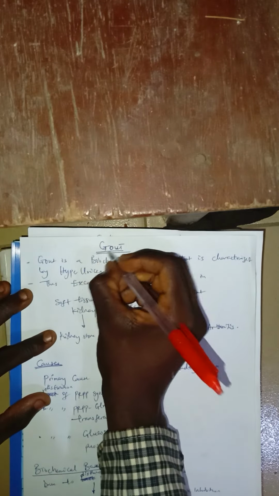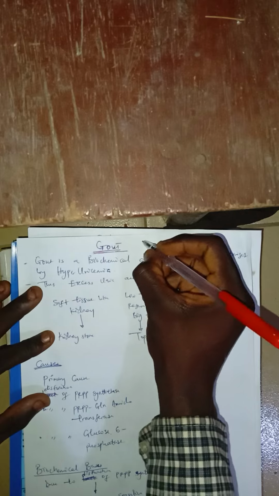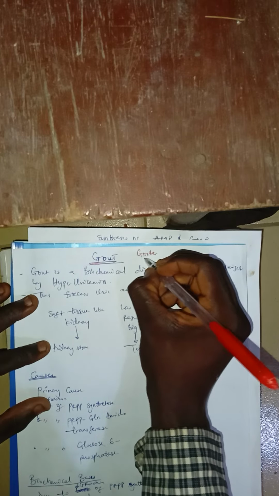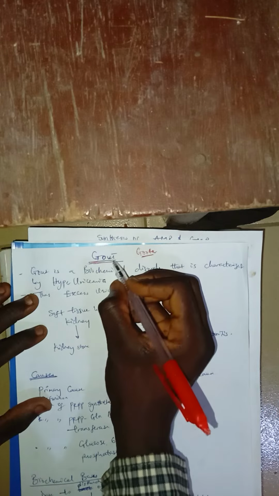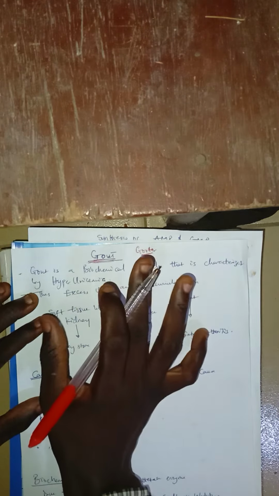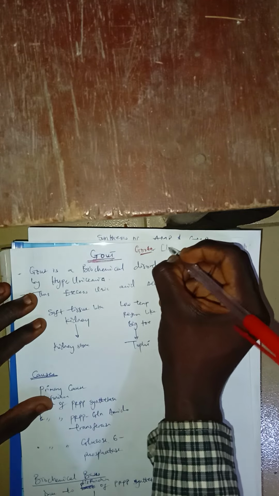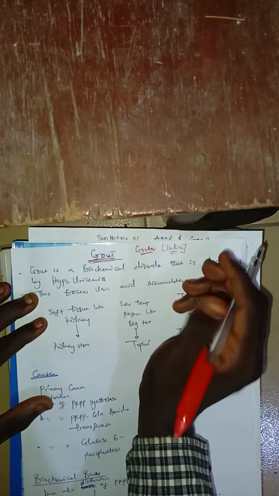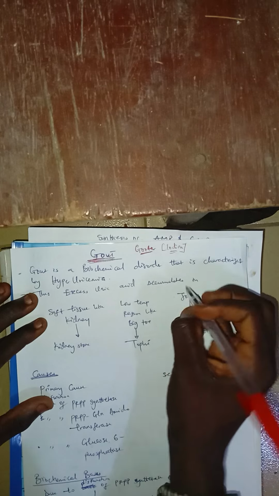All right, so today we're going to talk about gout. Please don't confuse gout for goiter. It's not the same thing. Gout is a biochemical disorder, a biochemical problem. Goiter is basically due to iodine deficiency. Gout is not iodine; it is goiter that is iodine.